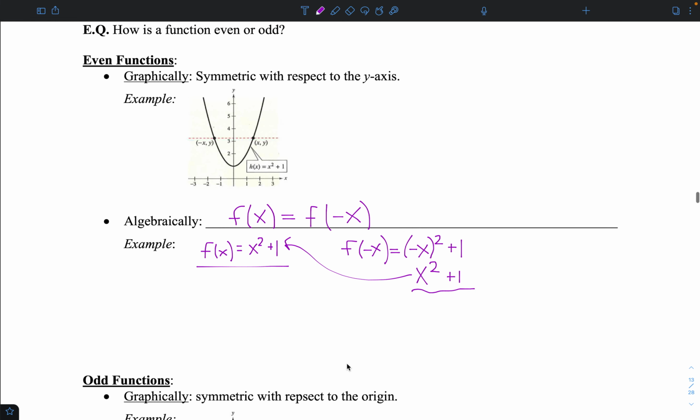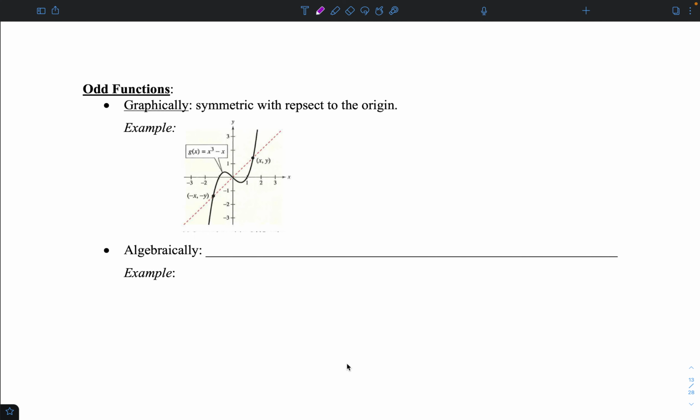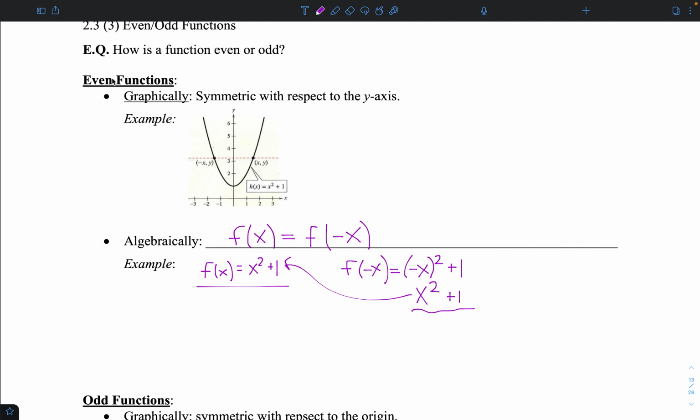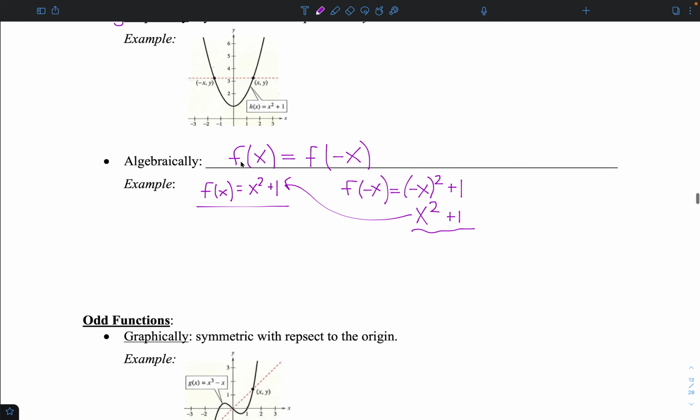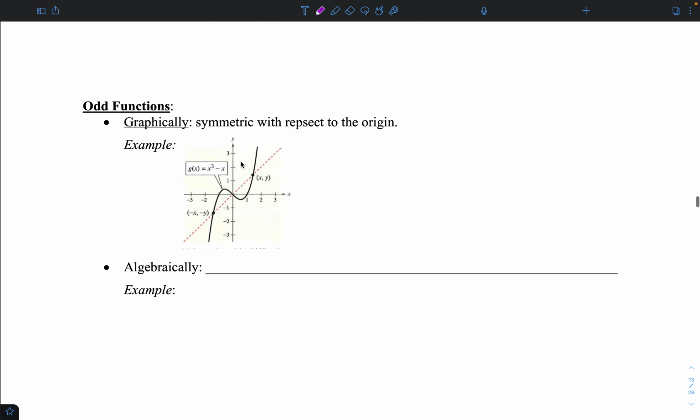Now let's scroll down to an odd function. An odd function is symmetric with respect to the origin. Odd, origin. Even is with respect to the y-axis, so I think of even as e with a y on the end, even though I'm pretty sure that's not a word. But it makes more sense than even x does. So even e, because even is symmetric with respect to the y-axis. An odd function is symmetric with respect to the origin.